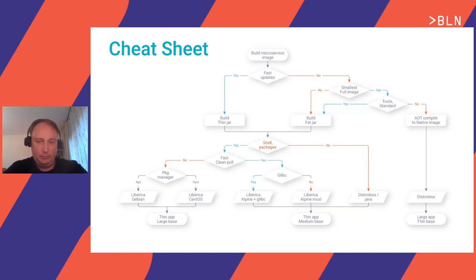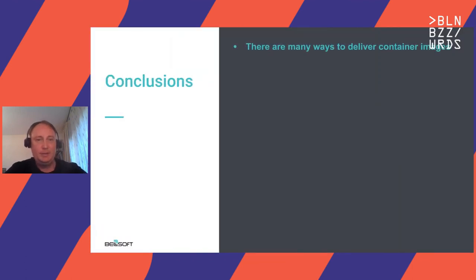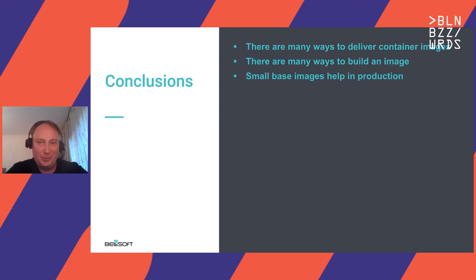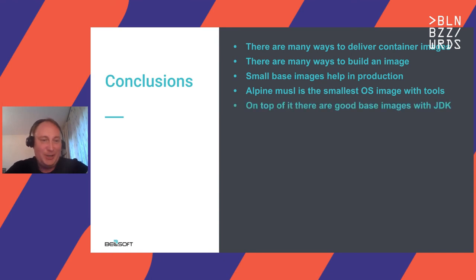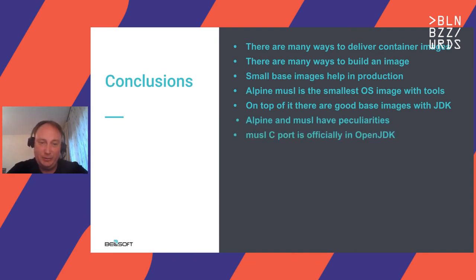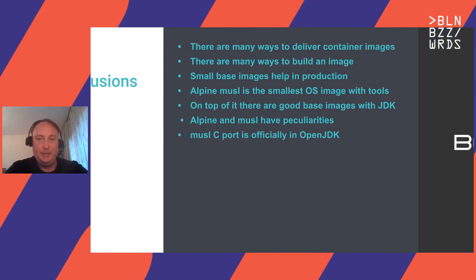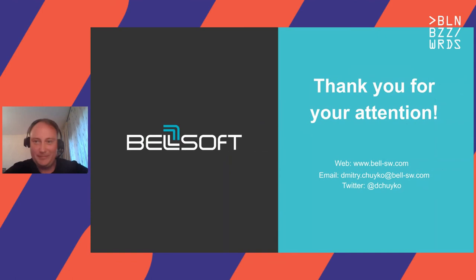Choose what's best for you. As I said, there are options to build an image. If you don't have objections, just choose smaller images for your base layers. Alpine is a champion here, and now JDK works with it natively. And please remember about some potential issues. Unlikely you'll face them. Remember, it is official. And yeah, welcome. I'm ready to answer some questions.